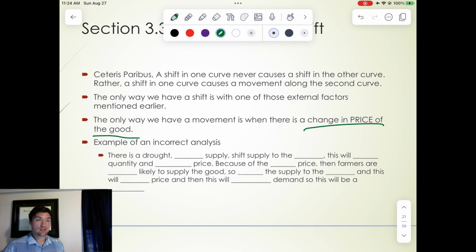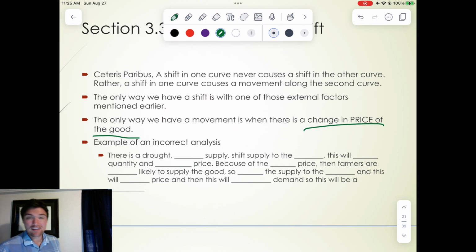If it was a change in a substitute, that is a change in demand. But a change in price of the good, for instance, if we have the market for cars and the demand increases, which changes the price of the car, then we're going to have a movement because that was a change in the price of the good. The change in the price of the car had a movement on the supply curve.